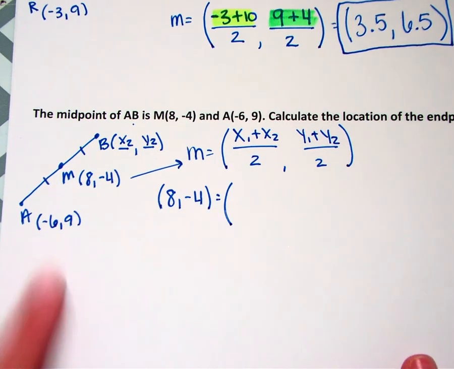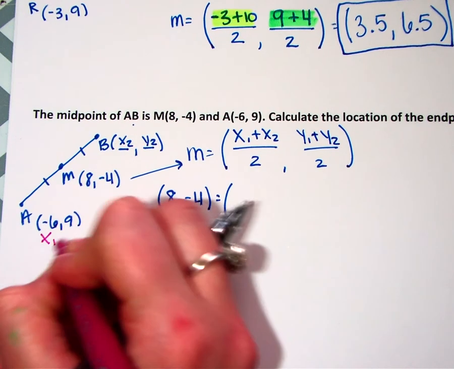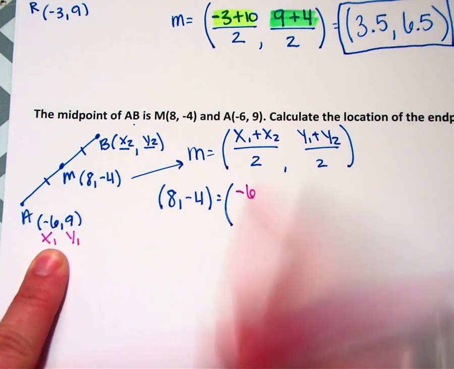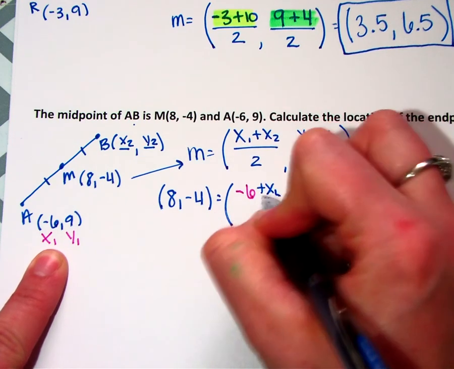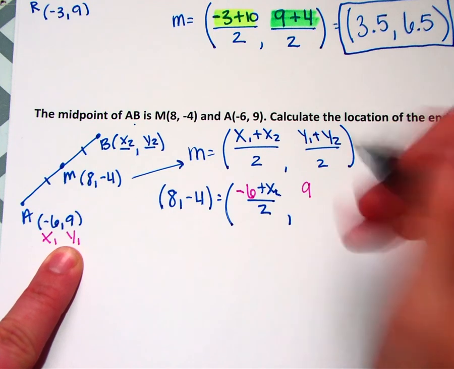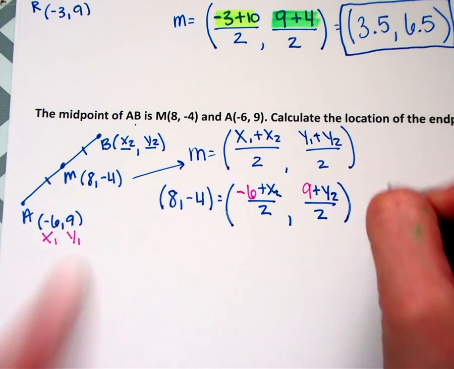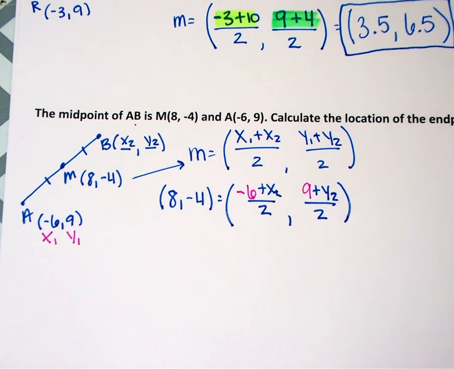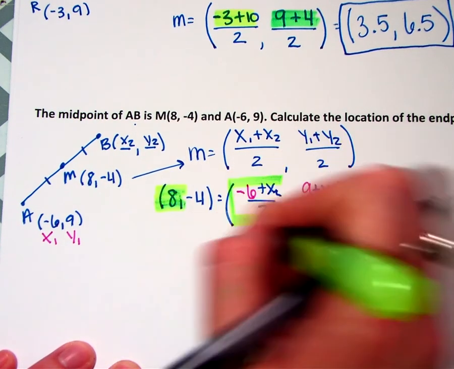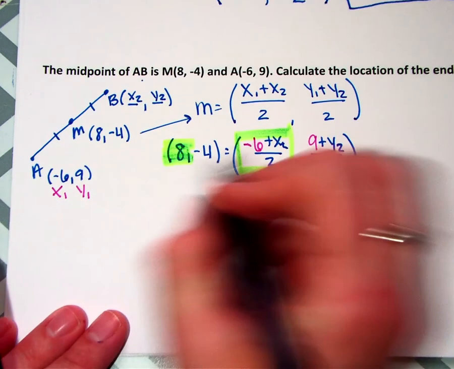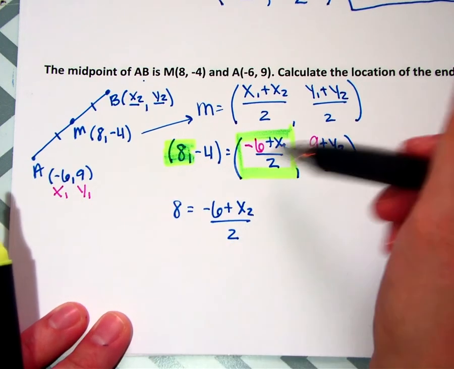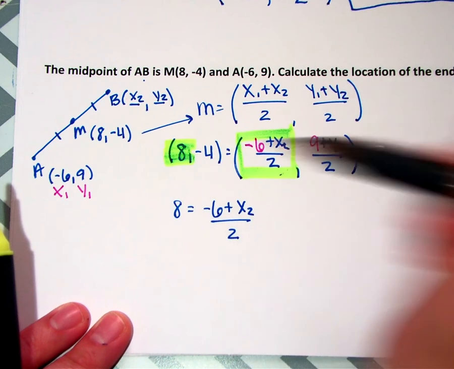We're also given one set of points. These are now x sub 1, y sub 1. So when we substitute, I'm going to replace x sub 1 with negative 6 plus x sub 2 over 2, comma. My y sub 1 value is 9. 9 plus y sub 2 over 2. From here, all you're going to do is set two different equations up. The 8 is in the x location. This is in the x location. You set them equal. 8 equals -6 plus x sub 2 over 2. Because this fraction has to simplify to give us 8.